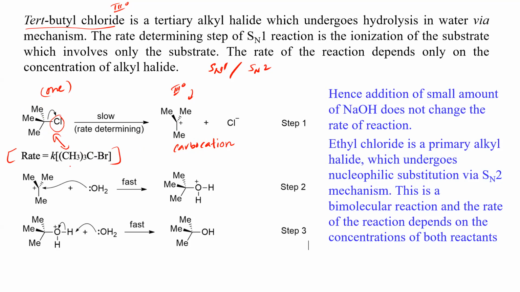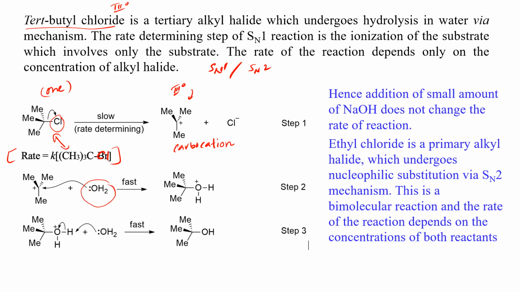And so the rate law will be rate equals rate constant times the concentration of the tertiary alkyl halide. It could be chlorine or bromine, it doesn't matter, whatever the alkyl halide you have. Then, after this slow step, the carbocation will undergo attack by the nucleophile, the water. Because this is hydrolysis happening in water, no sodium hydroxide added, nothing.